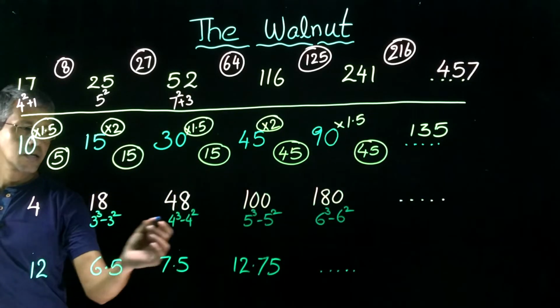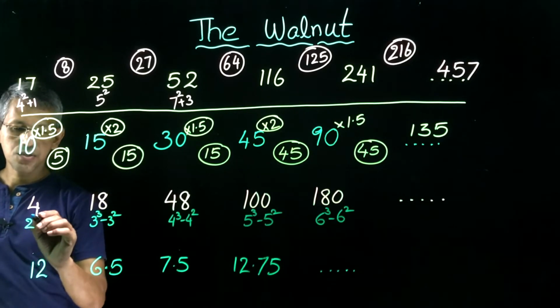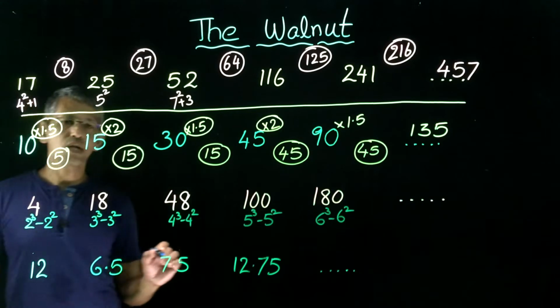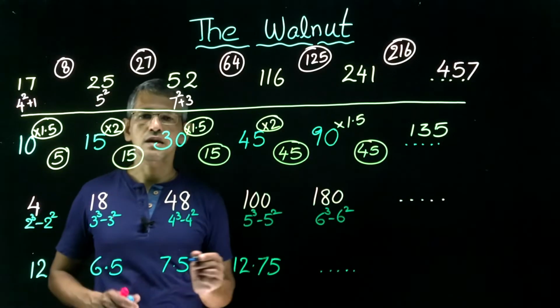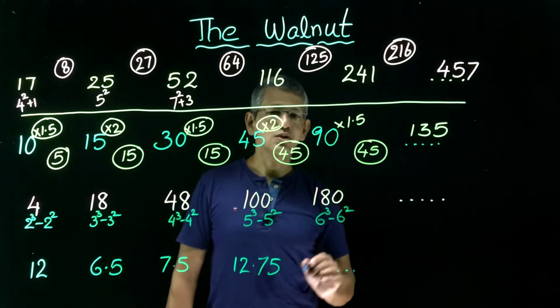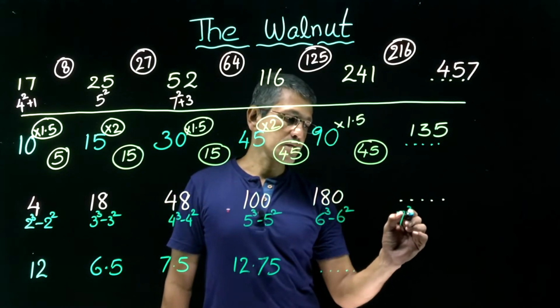It must be 6, 5, 4, 3, 2. So it must be 2 cube minus 2 square. 2 cube is 8. 8 minus 2 square is 4. Okay, we have the answer: 4, 18, 48, 100, 180. So the pattern is clear. Next one, 7 cube minus 7 square.